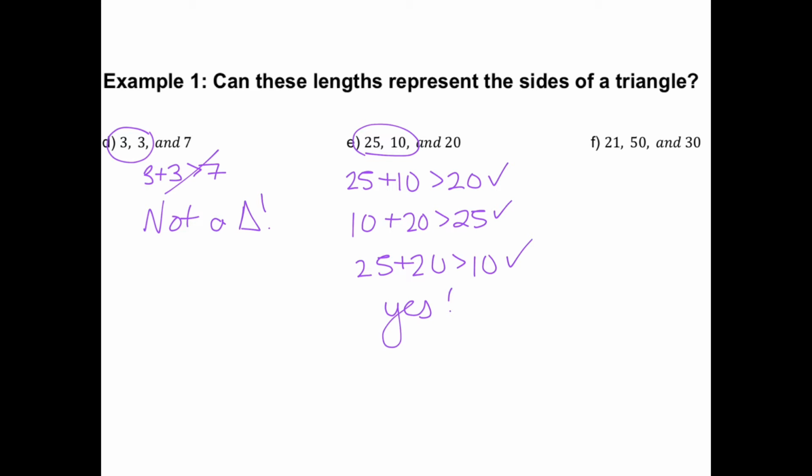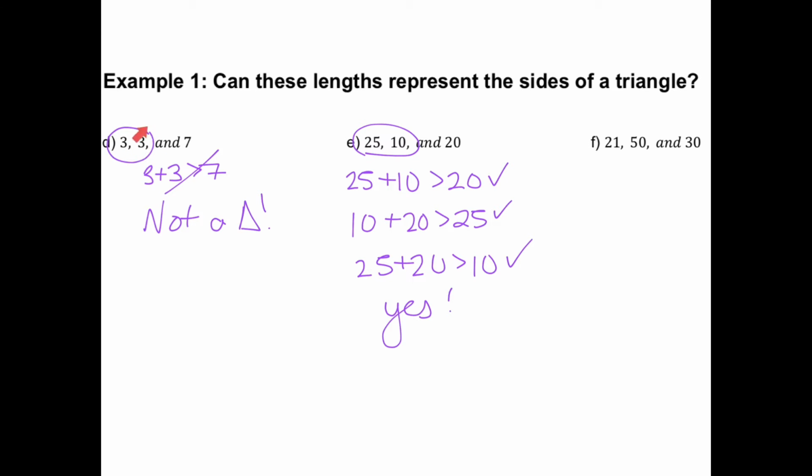Now, what I want you to realize before I get into this one, because the numbers are larger and I just don't feel like adding everything over and over again, especially with this first problem, is that it's the 2 smaller sides that really have to be bigger than that third side when added, the sum. So it's those 2 smaller sides, the 3 plus 3, needs to be bigger than the 7. 7 plus 3 is going to be bigger than 3. That's not the problem.